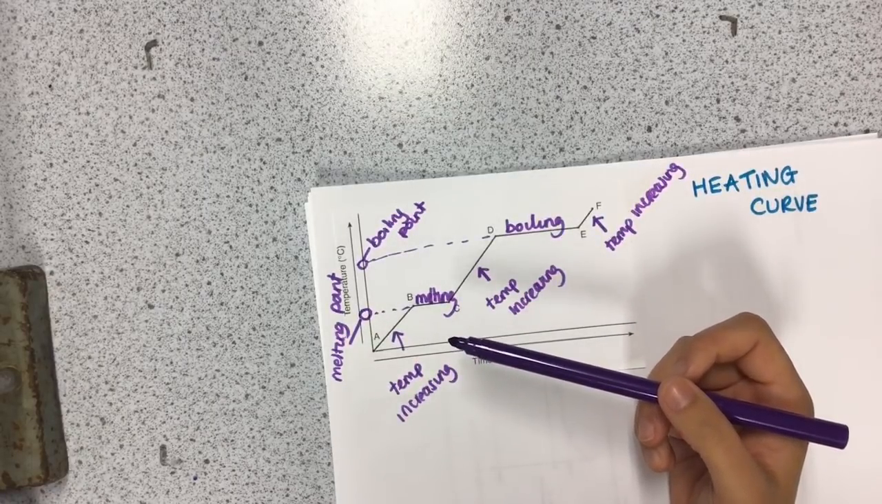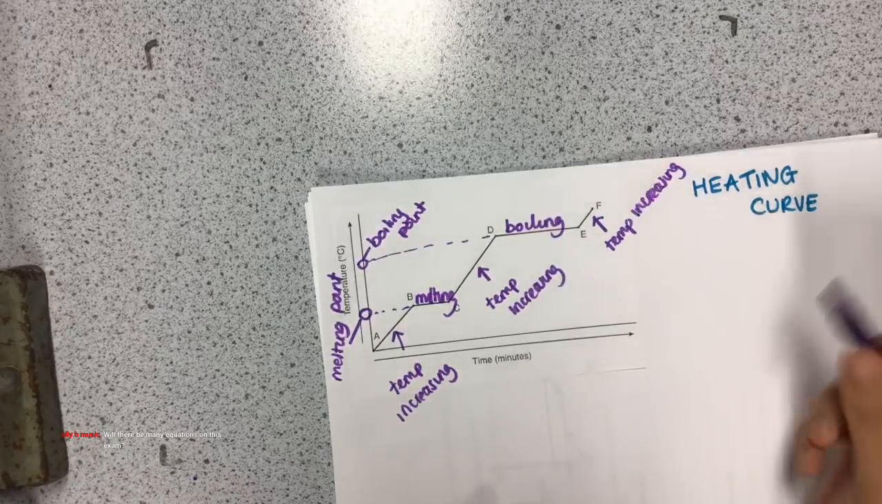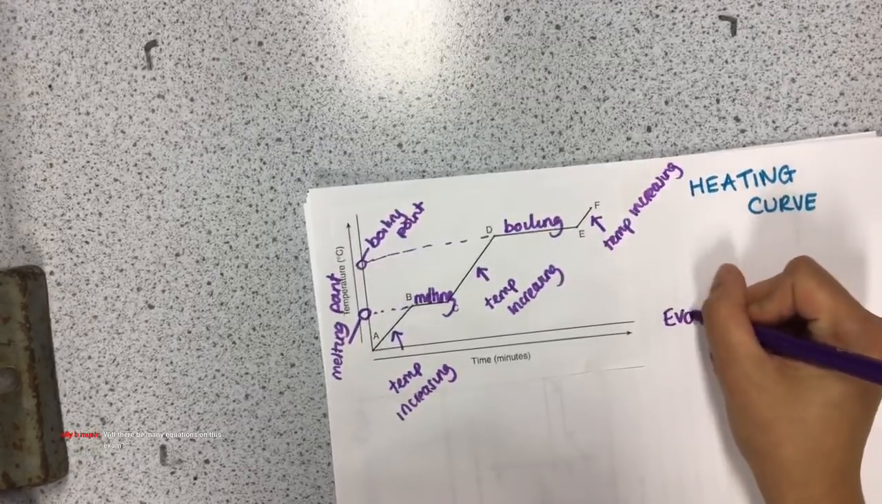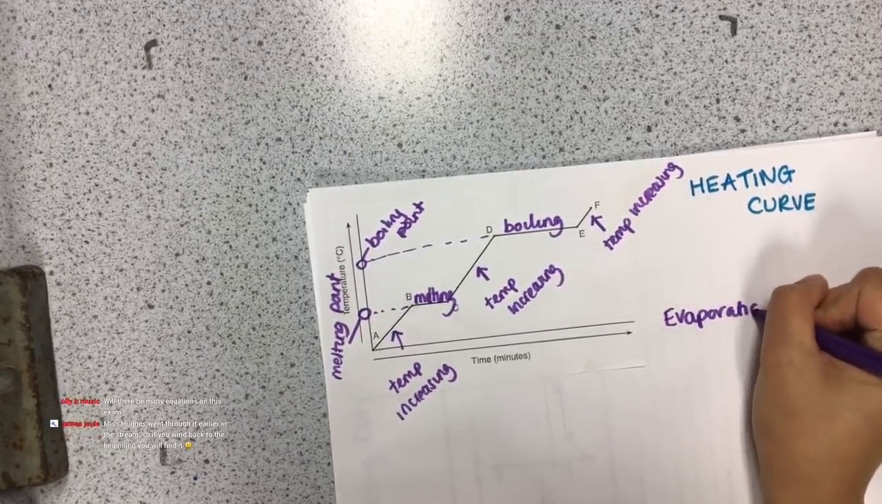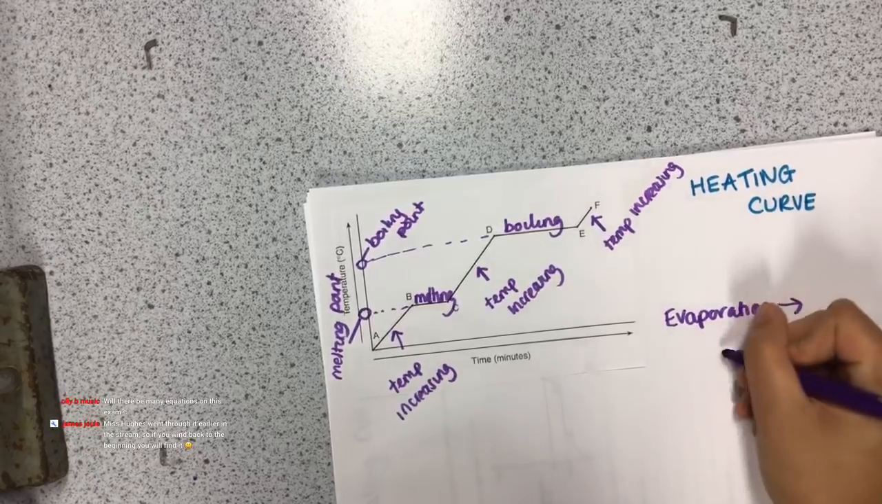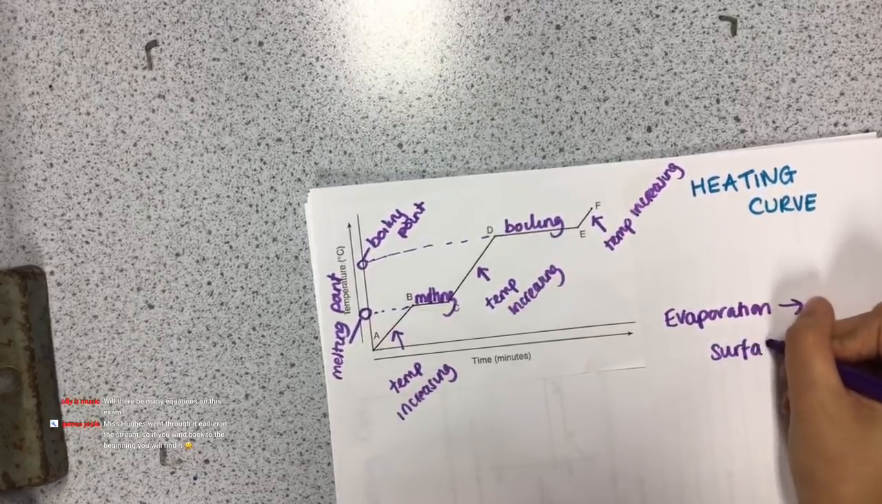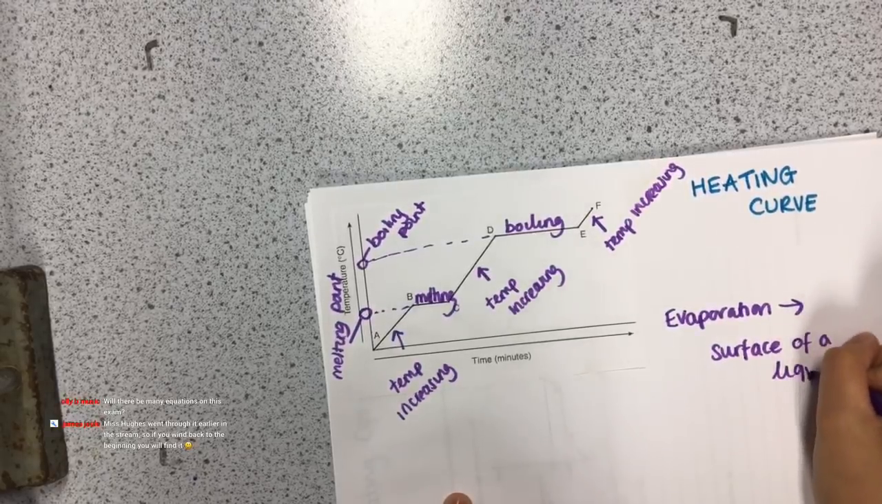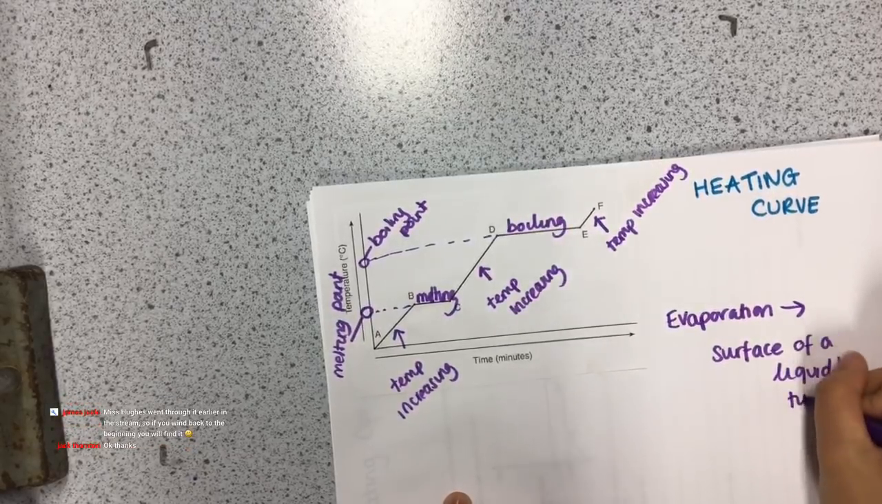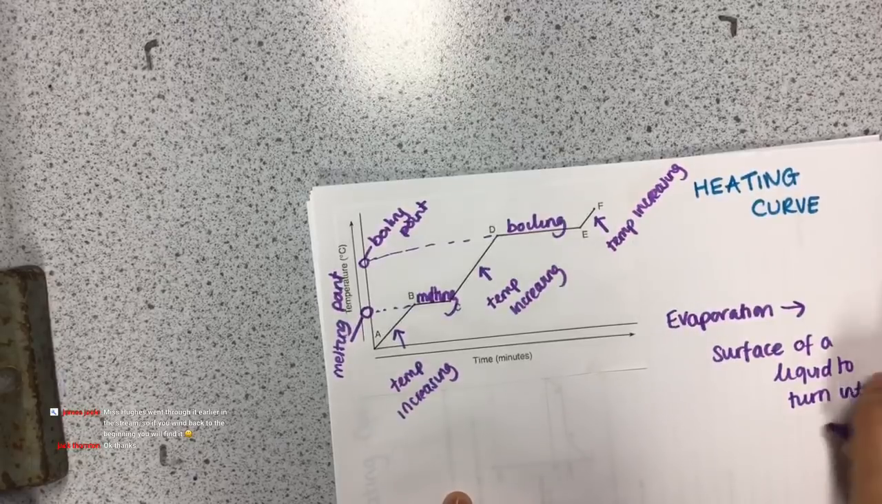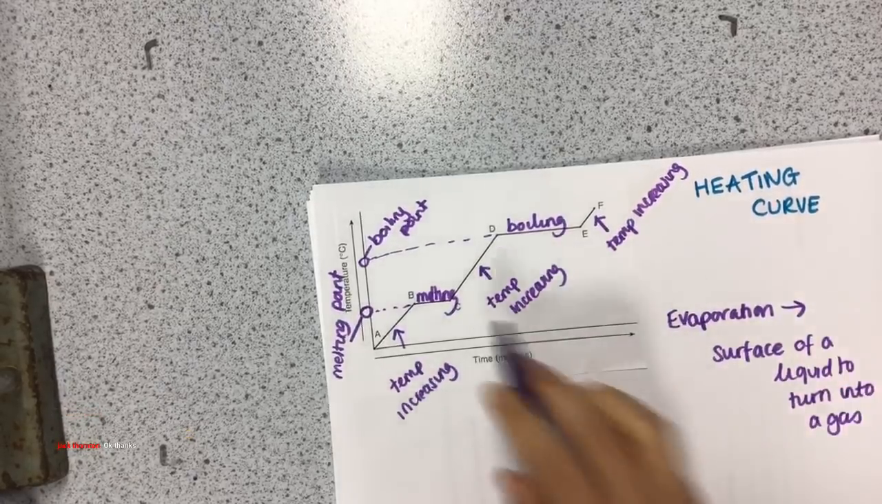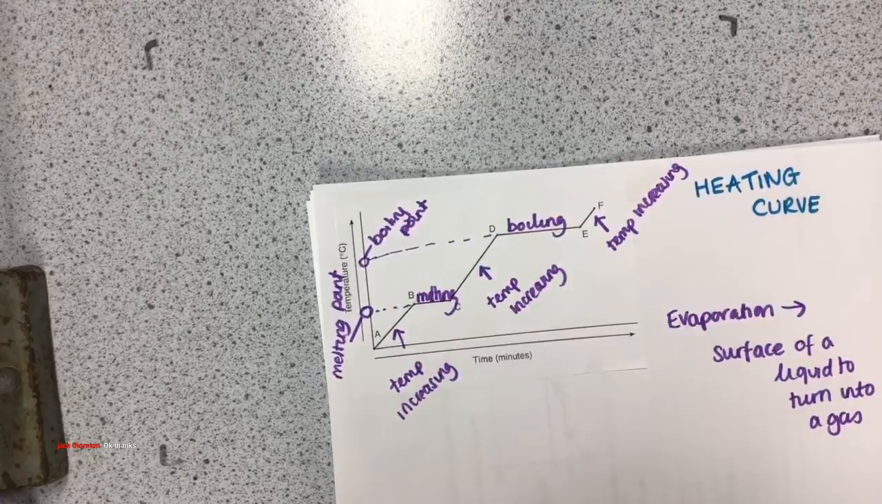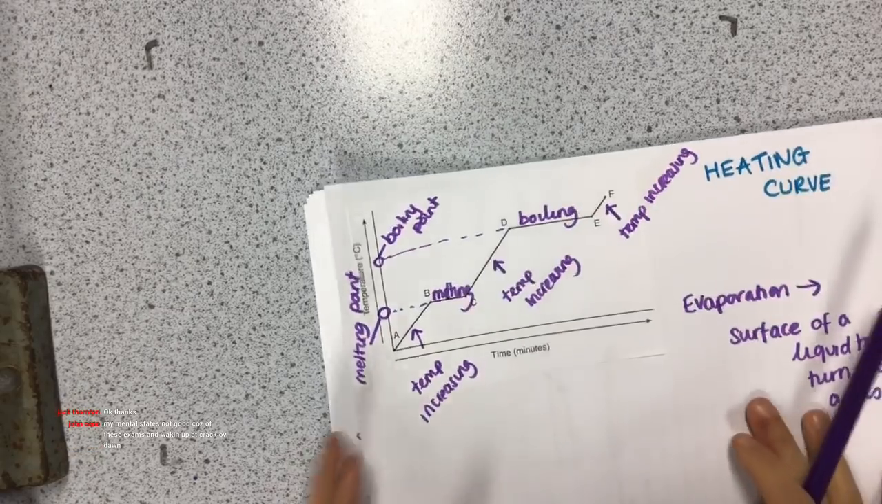Now, we mentioned evaporation, and evaporation is different to boiling. Evaporation is when there's only enough energy for the surface of the liquid to turn into a gas. The actual change of state from liquid to gas is called boiling, okay?